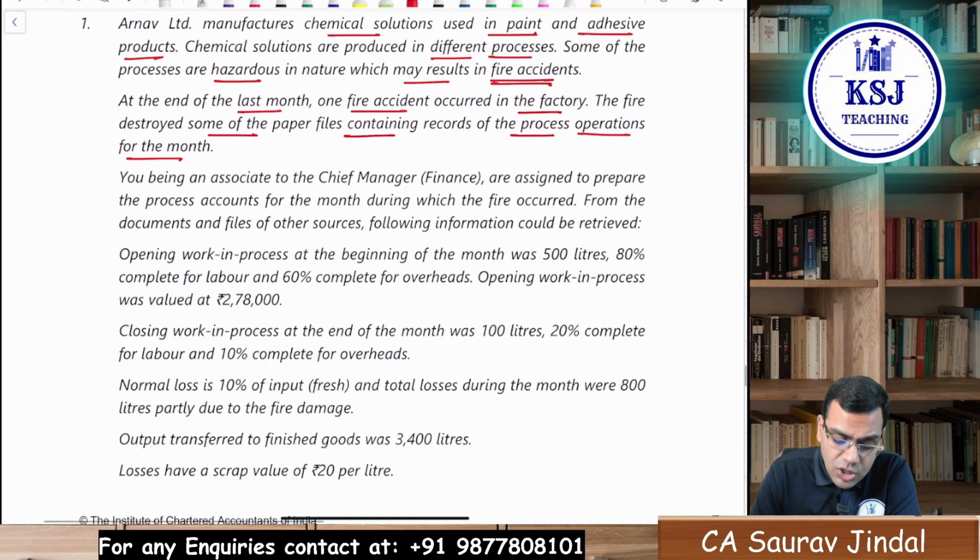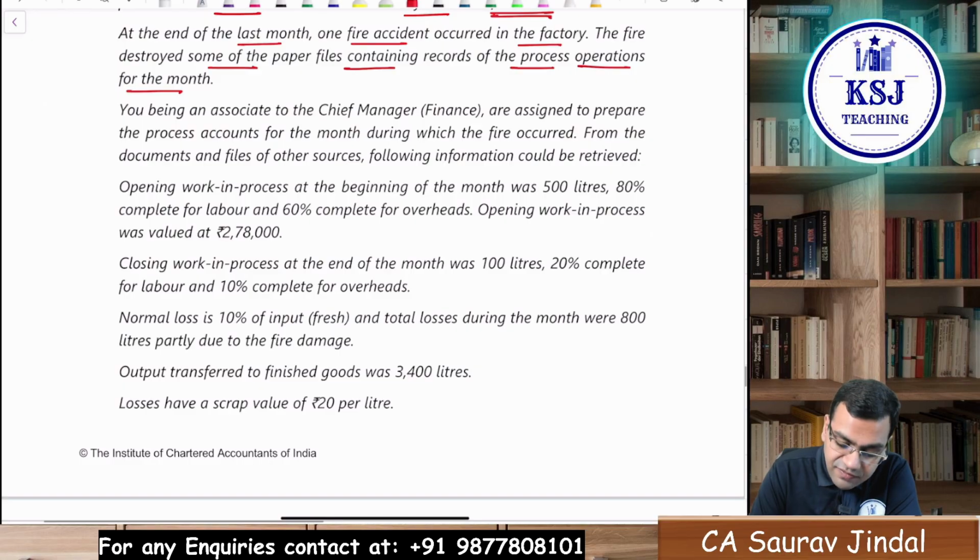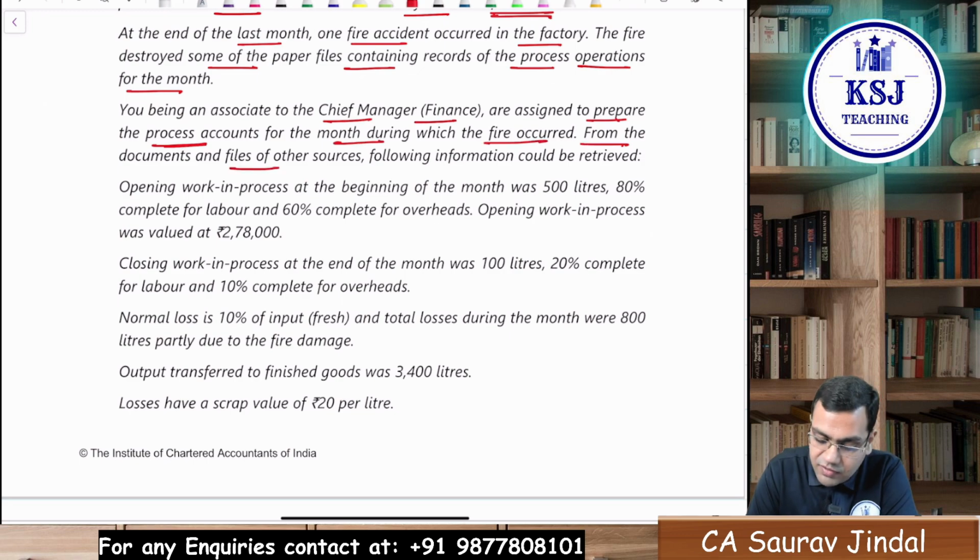You, being an associate to the chief manager finance, are assigned to prepare the process accounts for the month during which the fire occurred. From the documents and files of other sources, the following information could be retrieved. So there was a fire in the factory, because of which the main documents were destroyed, but some of the information could be retrieved, and the management is asking that from whatever information we have been able to retrieve, please prepare the process accounts from that particular part, right?